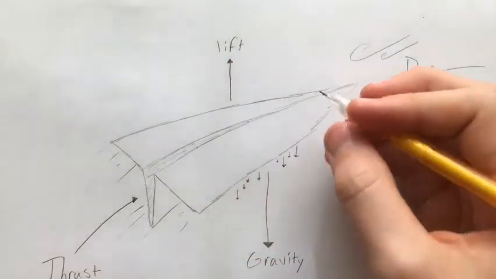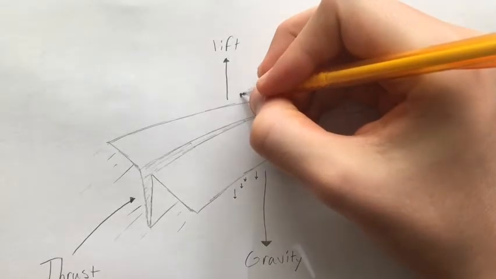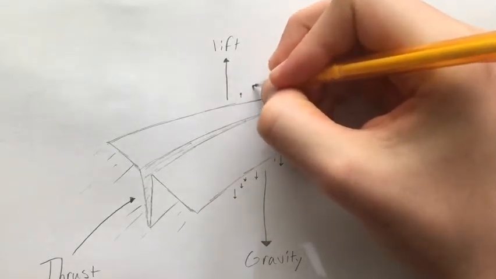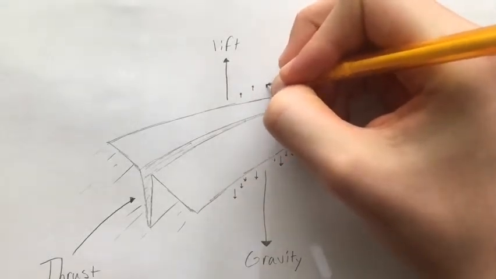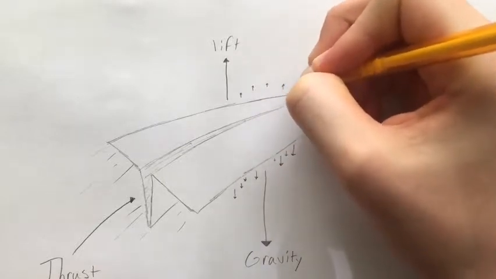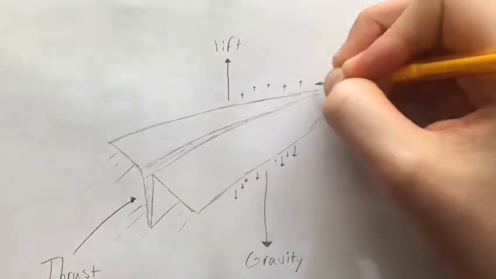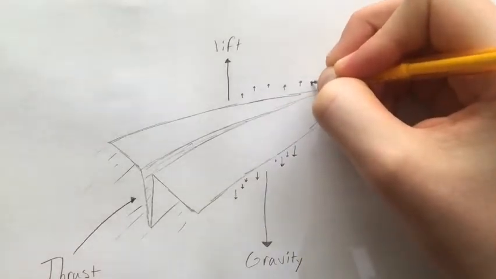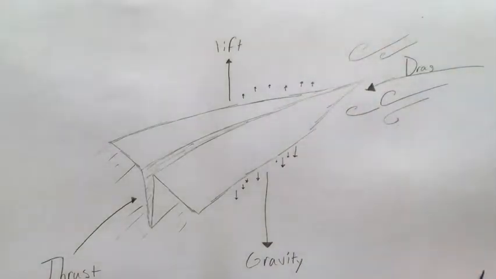Lift is what contradicts gravity and brings the nose of the plane up instead of down. If there is more lift than gravity, then the nose of the plane will go up and continue to fly. But once the speed of the plane slows down, the nose will start to fall because there is not enough speed to create lift.